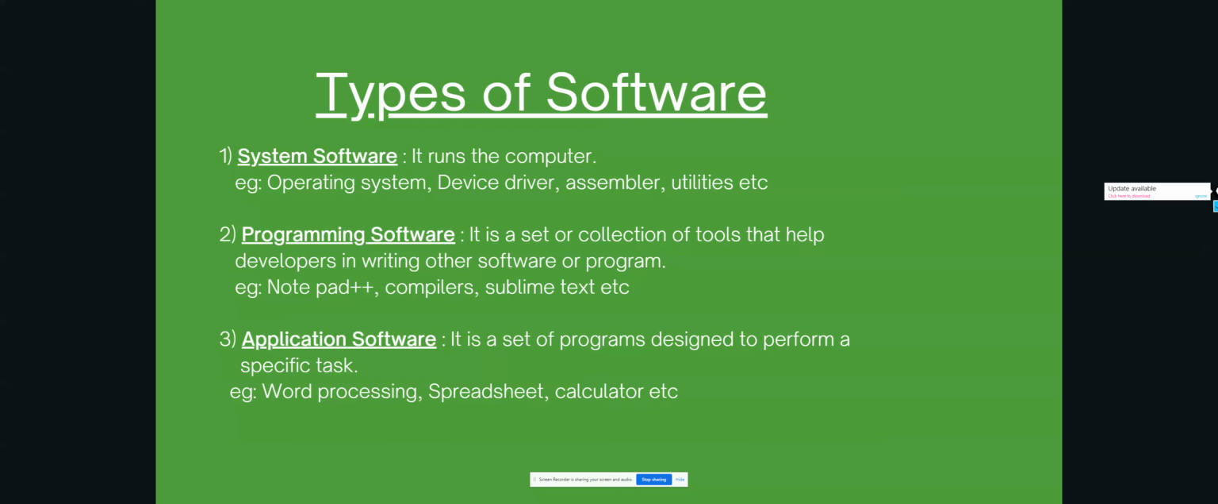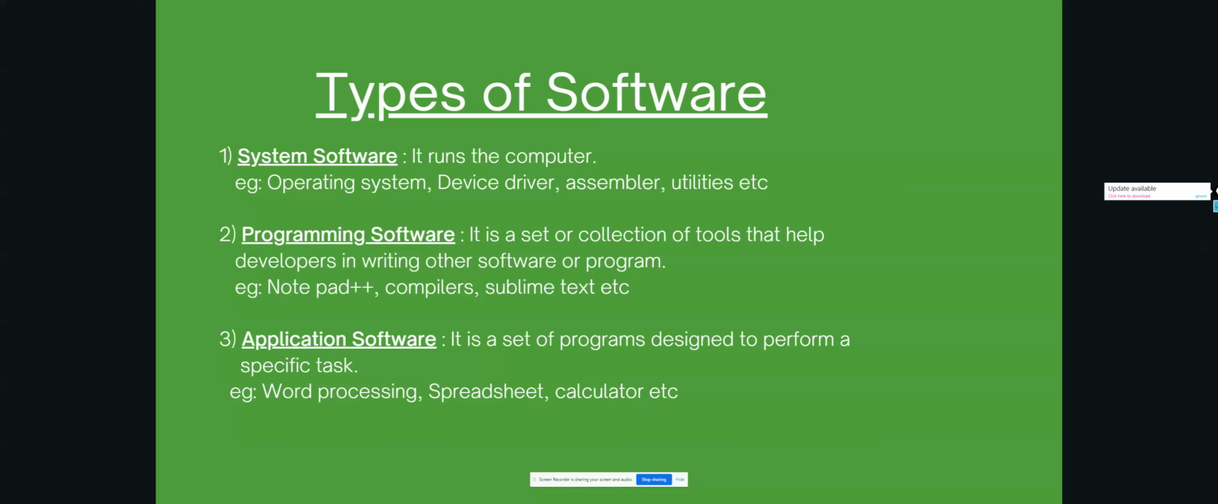Next, finally, we are going to look into the application software. What is application software, guys? It is a set of programs designed to perform a specific task. So application software is the last software. In this, the programs will be designed to perform specific tasks. For example, word processor, spreadsheet, calculator, etc.